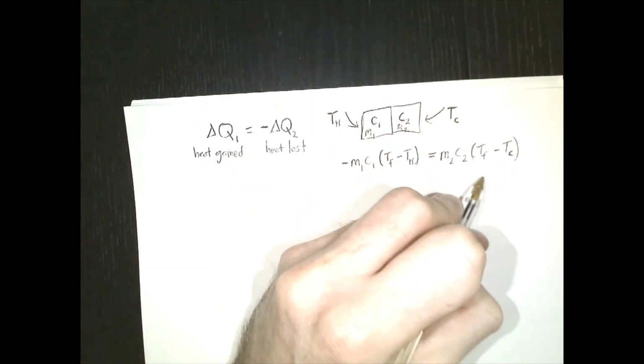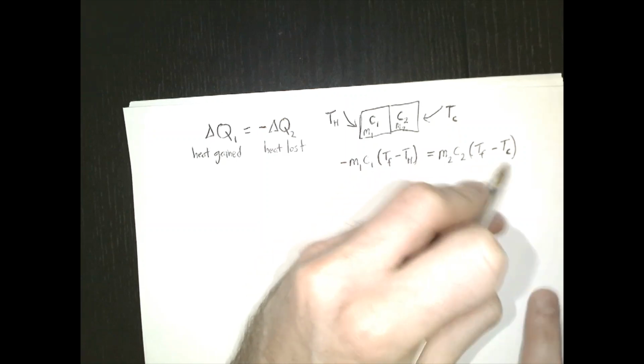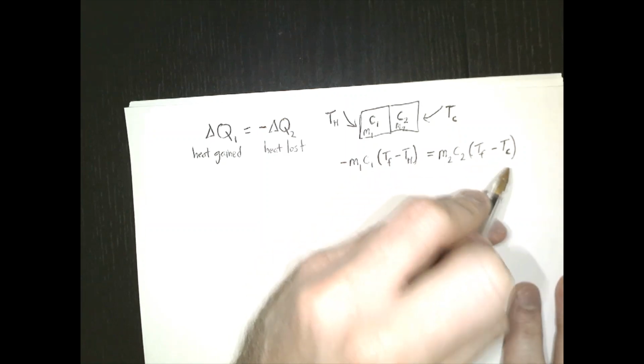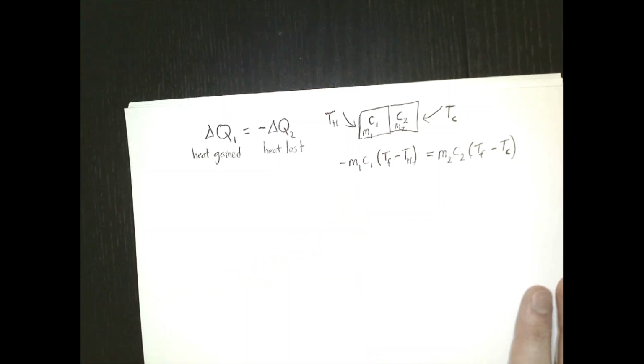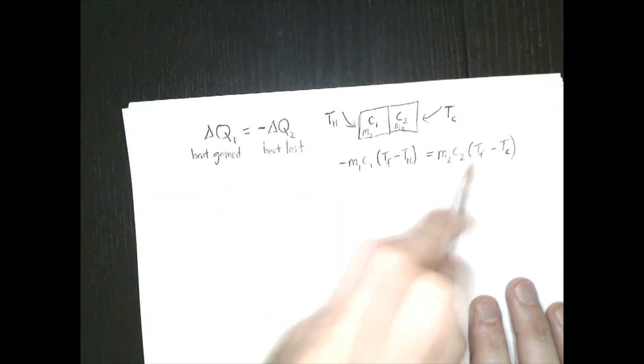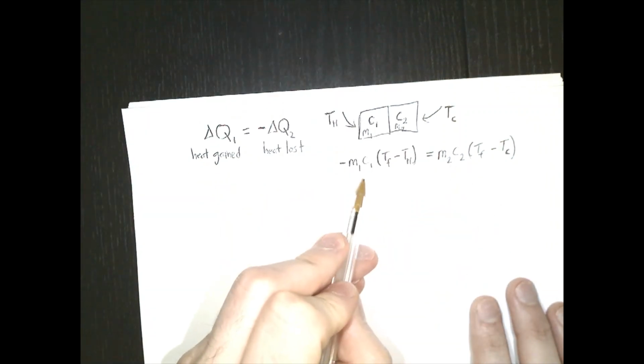And the other one we have M2, C2, T final minus T cold. Because this is a colder object that's getting warmer, this final value minus the initial value will give us a positive value. So this positive number equals this positive number. That's a good sanity check to see if this makes sense. We want to solve for the final temperature. We can combine like terms. So I'm going to move the final temperature over to the other side here.